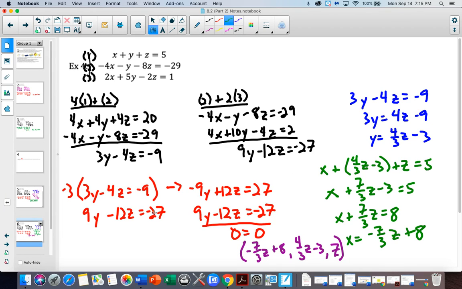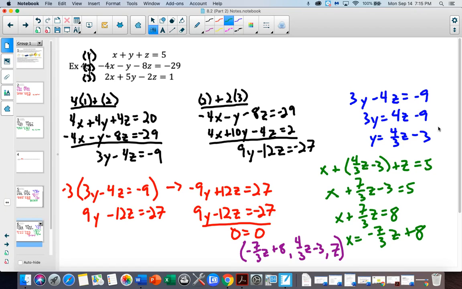So when I solved that, right, I end up with 0 equals 0. So this system does have infinite solutions. So now what I did, I took this equation and solved it for y. So I added the 4z over, divided everything by 3, and I got y equals 4/3 z minus 3.